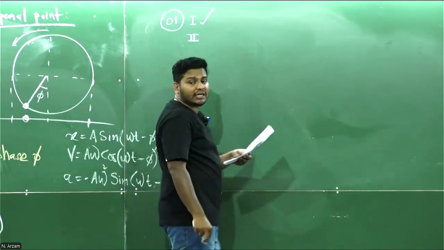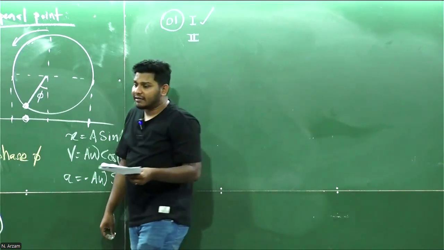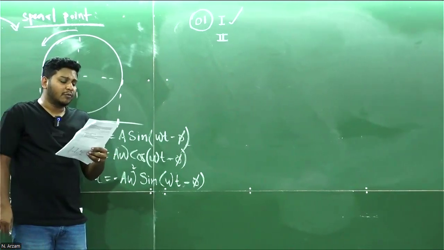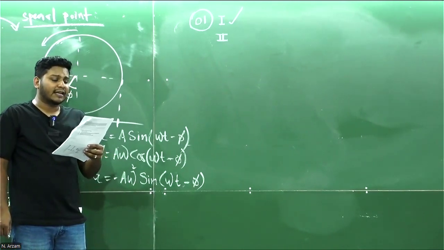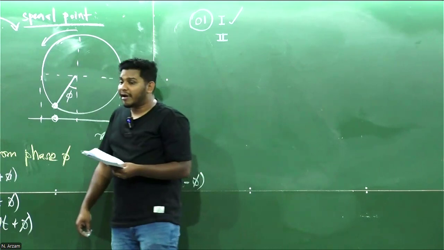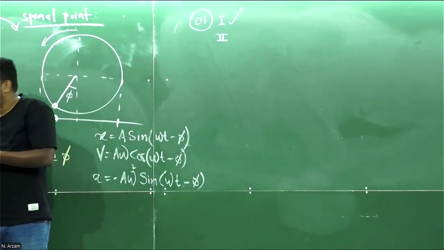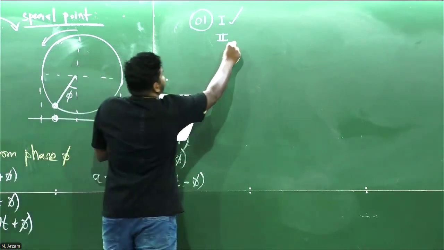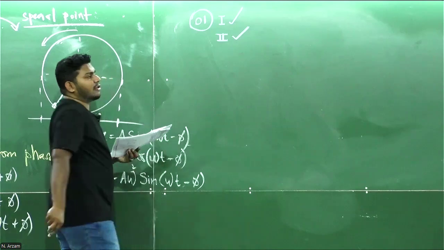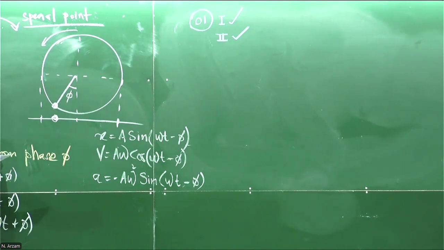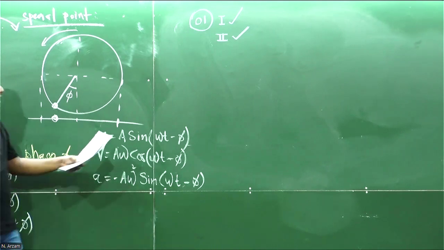The second question: define simple harmonic motion and derive the characteristic equation. You should derive the equation a is equal to minus omega square x. We already derived this equation. We considered the projection of the circular motion, and we derived the equation a is equal to minus omega square x. Let's move on.